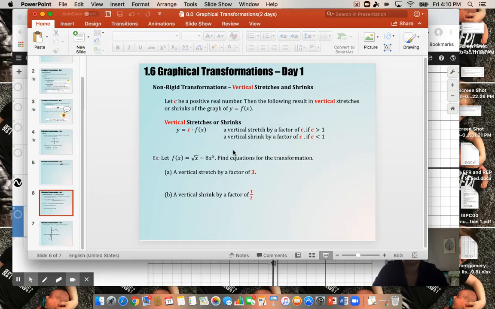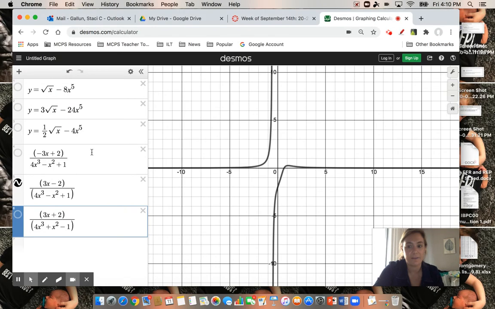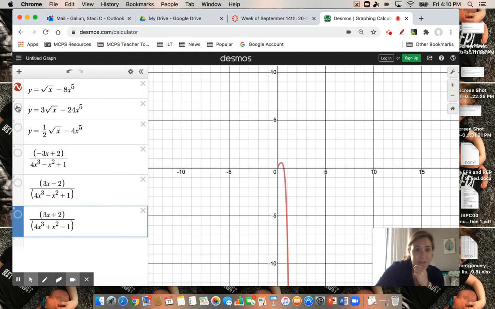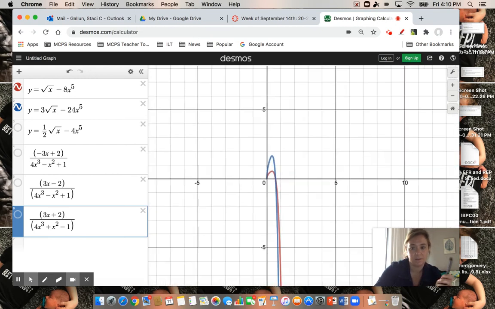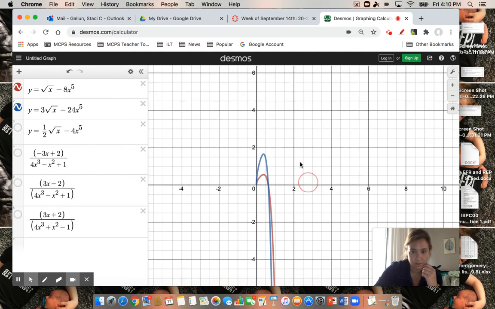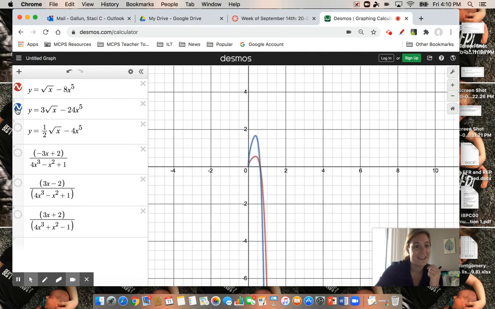So if we take a look at that Desmos graph again, which I already have, hey, I'm back. This was the original one. This was the stretch by 3. And then this is the shrink by 1/2. Right, so you can look at them all together and you can see the stretch and shrink.